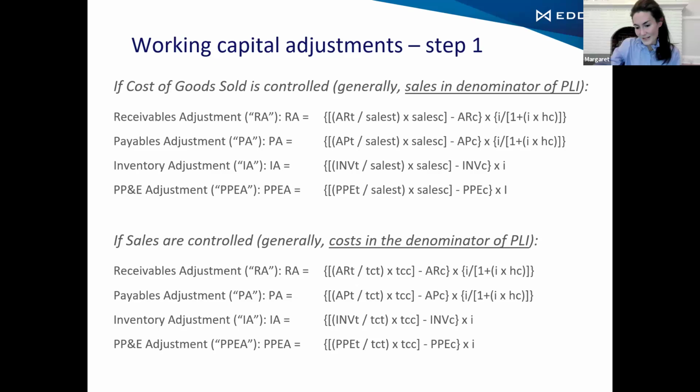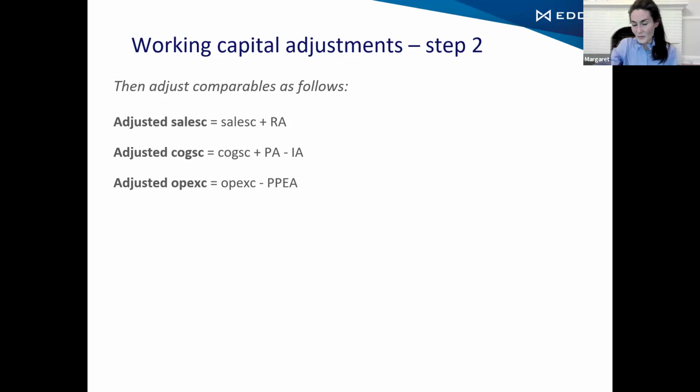And that's not quite the end. This just gives you the adjustment amount, but you have to know what to do with it after that. You're going to adjust the sales, the COGS, and potentially operating expense amount, depending on which of those balance sheet items you've adjusted. So for the adjusted sales, you take the original sales of the comparable company and add the receivables adjustment.